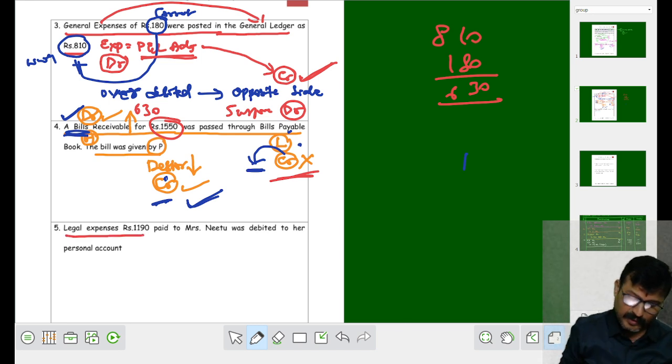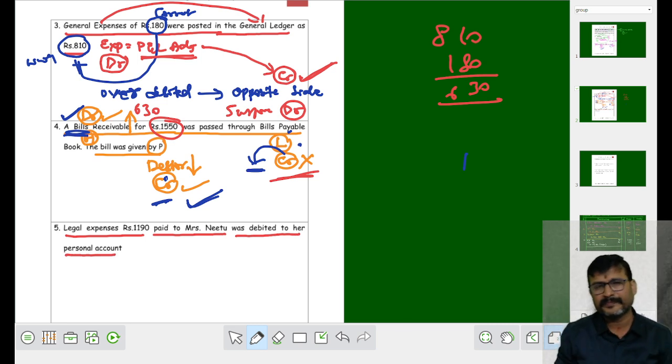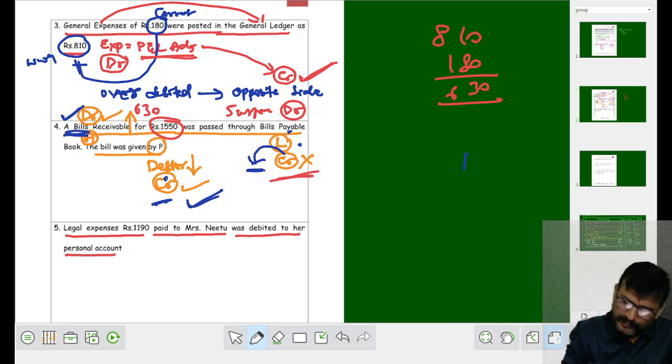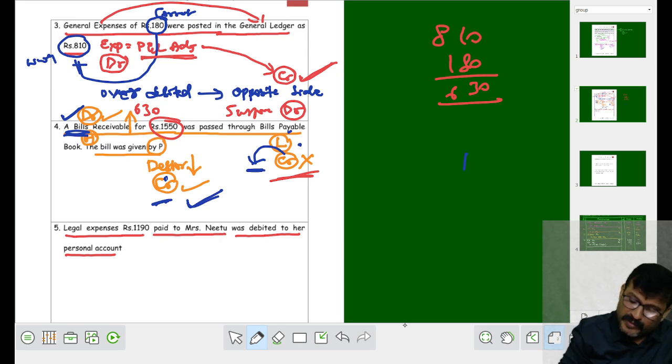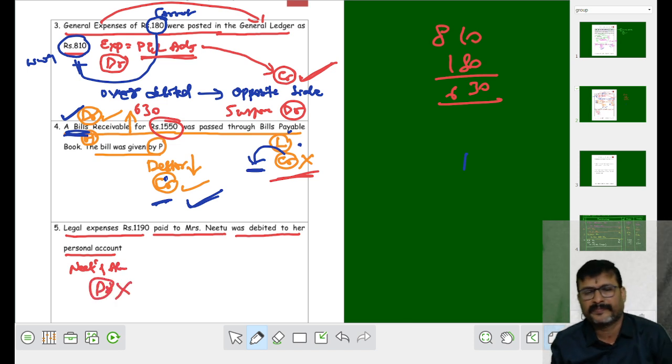Legal expenses 1990 paid to Mrs. Neetu, debited to her personal account. Do you think this Mrs. Neetu is a proprietor? No. Personal account means Neetu's account is being debited. So I can say it is a wrong debit.